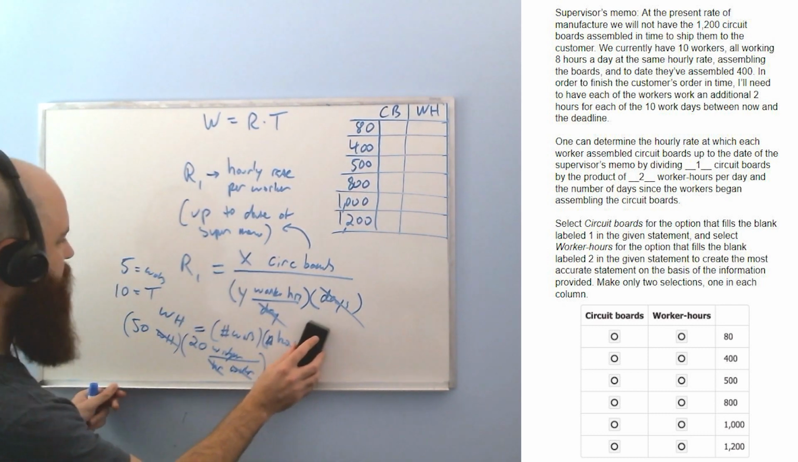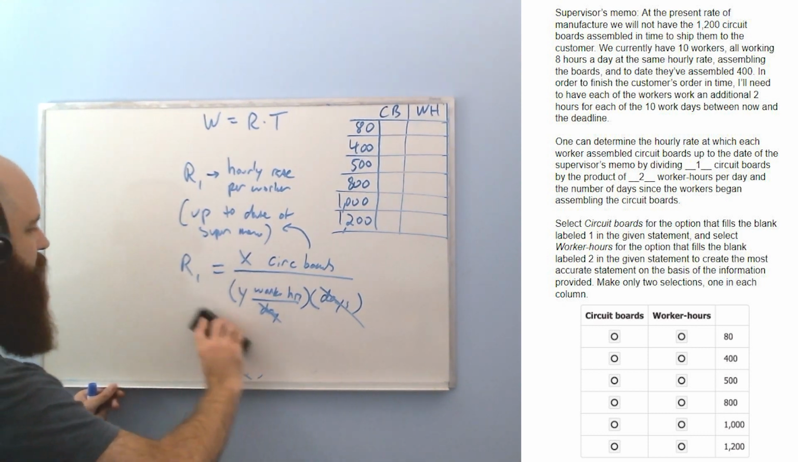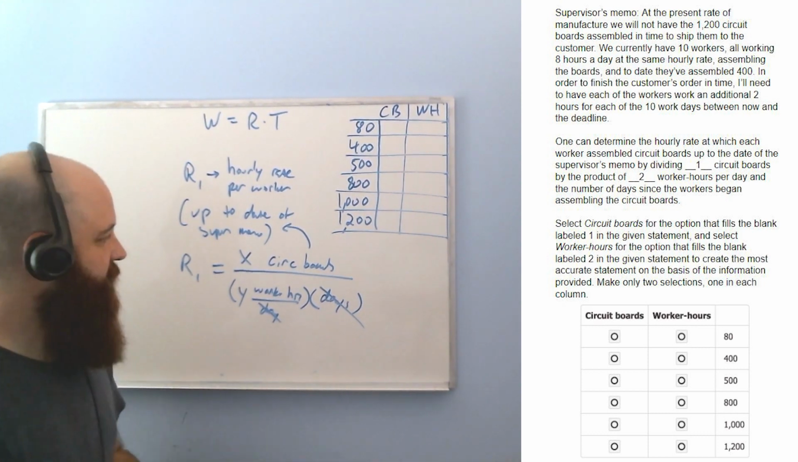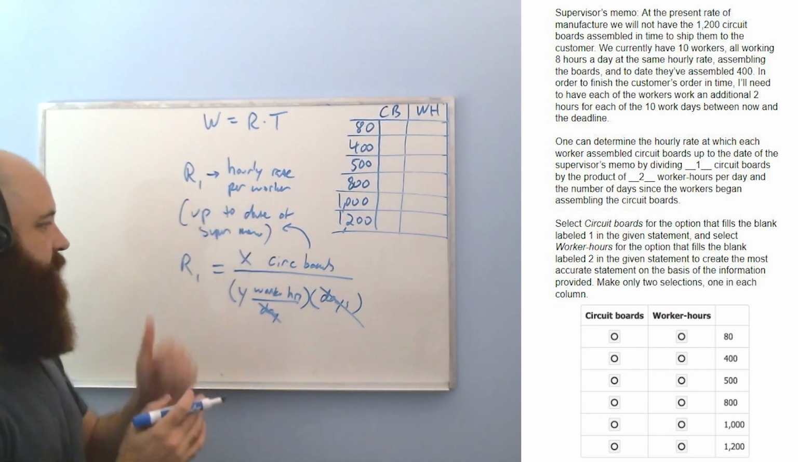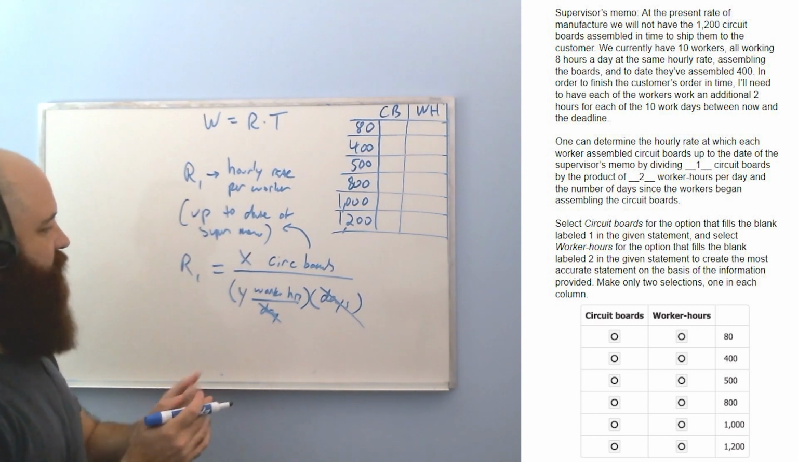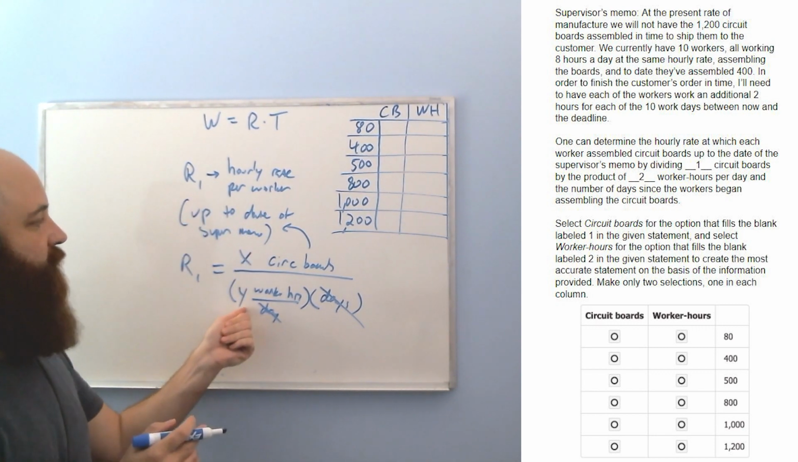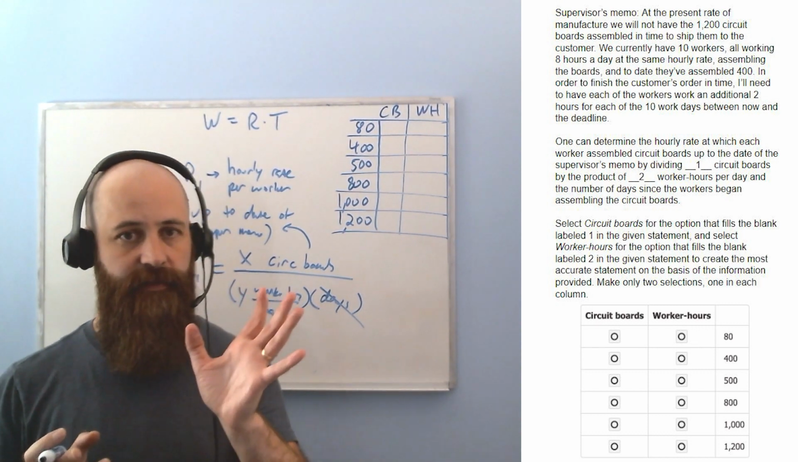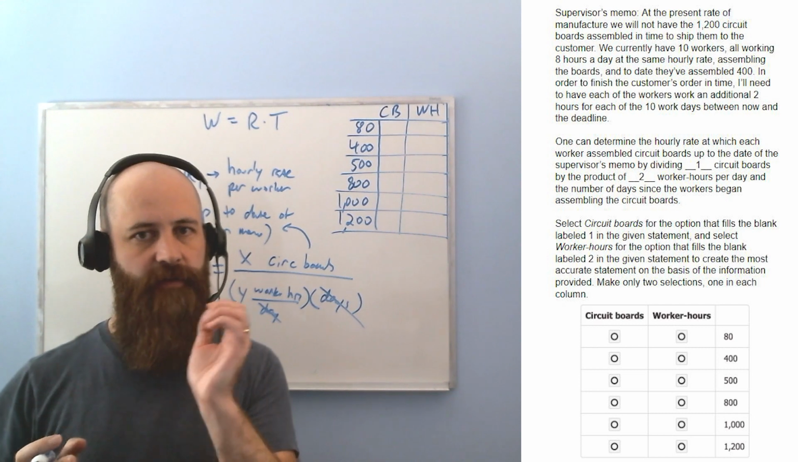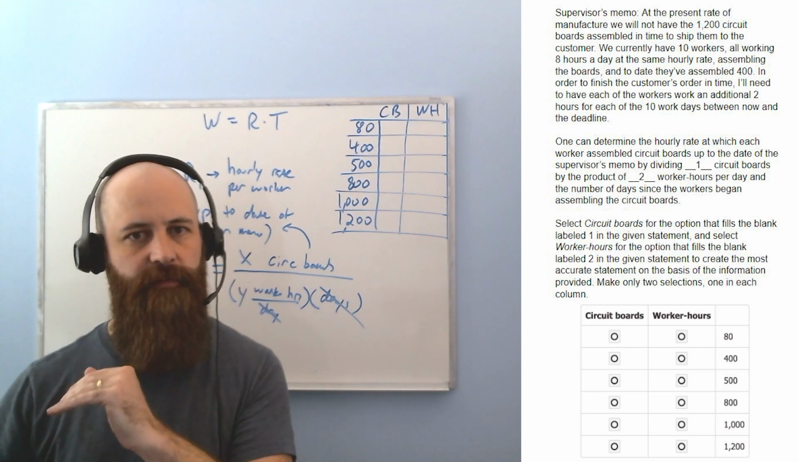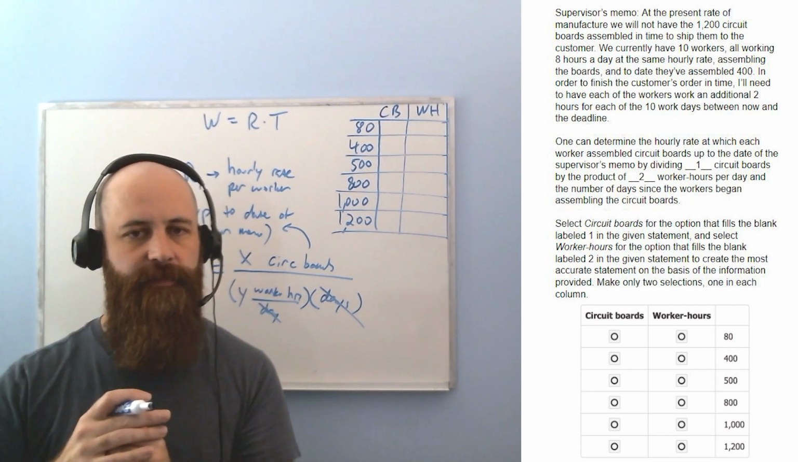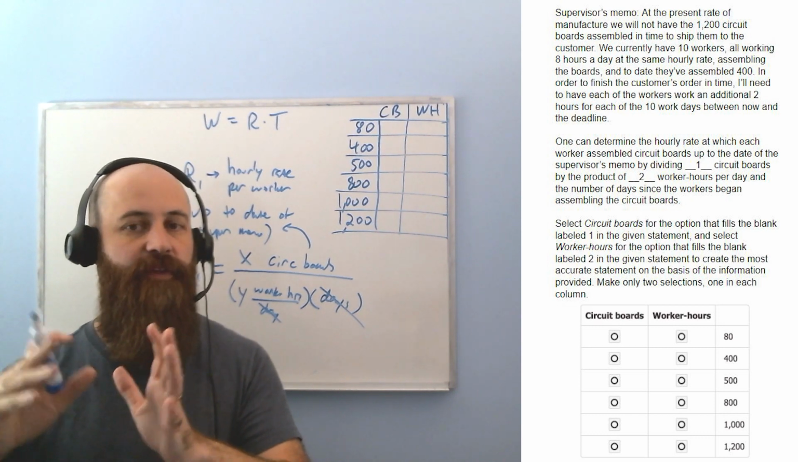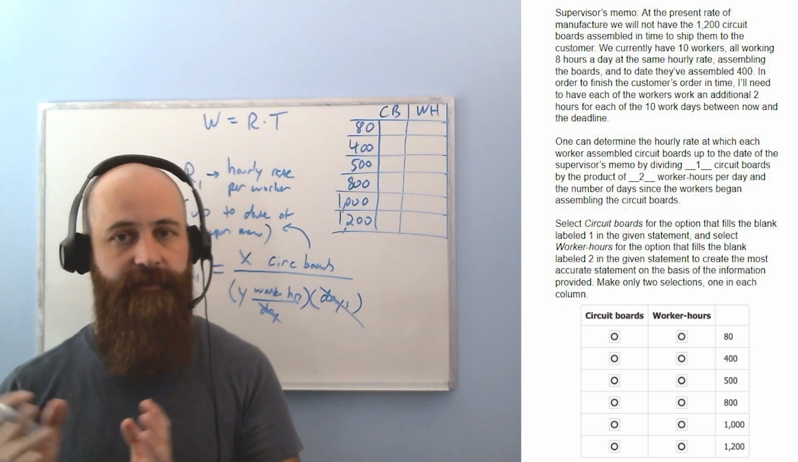Let's go back to the question itself. Okay, so I'm trying to hunt down the number of circuit boards that were made up to the date of the supervisor's memo, and I'm trying to find y, the number of worker hours up to the date of the supervisor's memo. Okay, so first sentence, at the present rate of manufacture, we will not have the 1,200 circuit boards assembled in time to ship. Okay, that's the number of circuit boards they wanted to make, but they didn't make them, so that's not relevant.